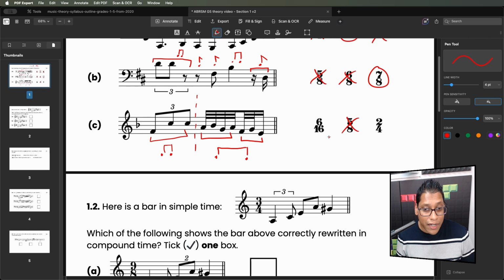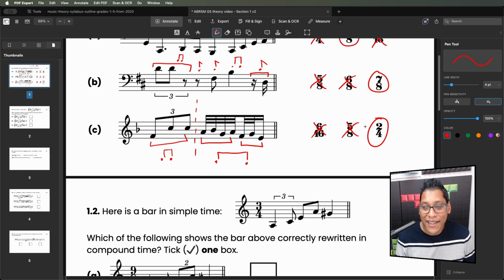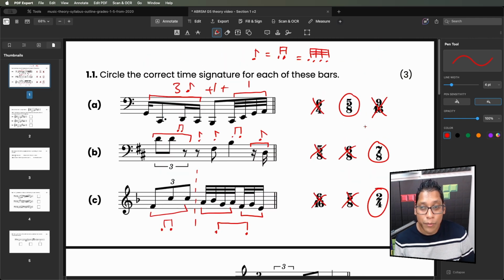6/16 would have 3 semiquavers on one side of the bar and 3 semiquavers on the other. We're dealing with quavers here, so it seems like 6/16 is not going to be our answer either. The time signature of 2/4 fits very nicely into those 4 quavers that we counted. And that's it. That is how you would do 1.1.